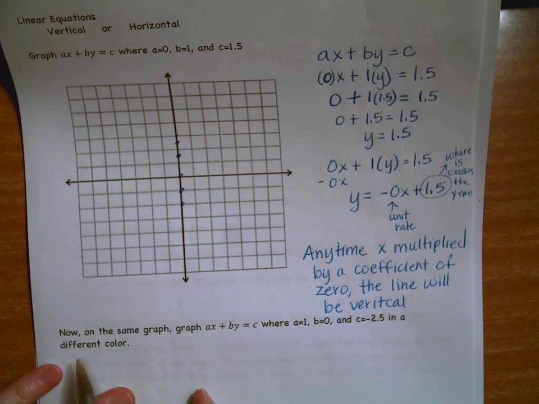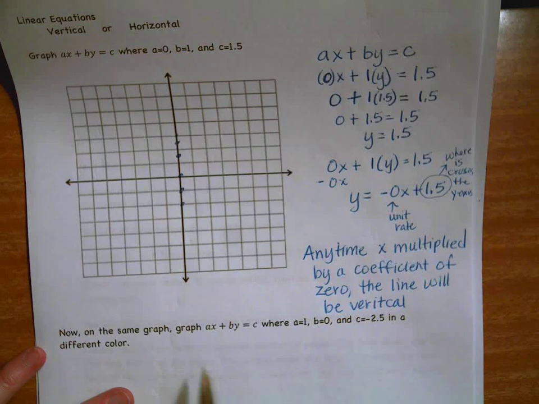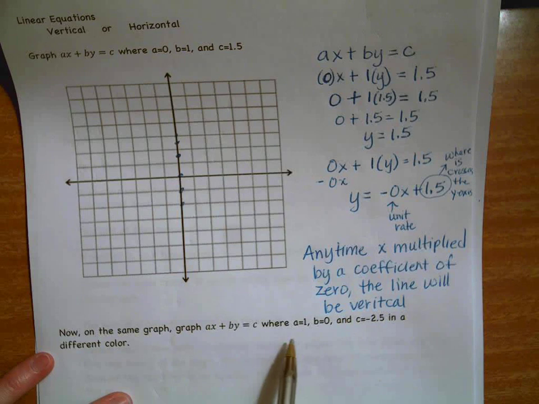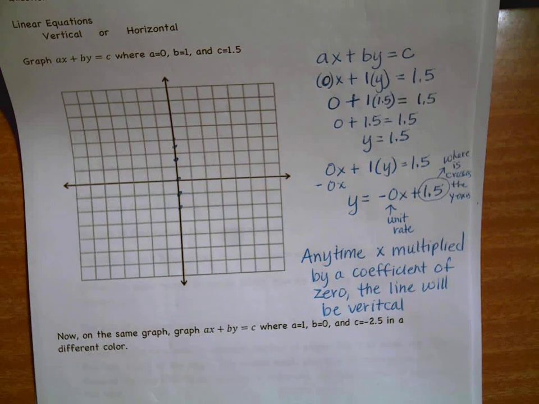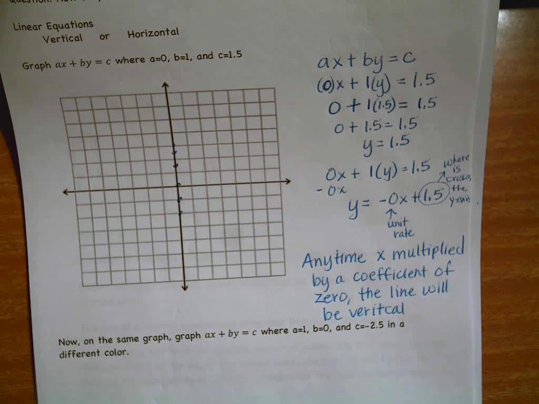Now we're going to try this one. It says now on the same graph, ax plus by equals c, where a equals 1, b equals 0, and c equals negative 2.5, in a different color. So I'm grabbing a different color.